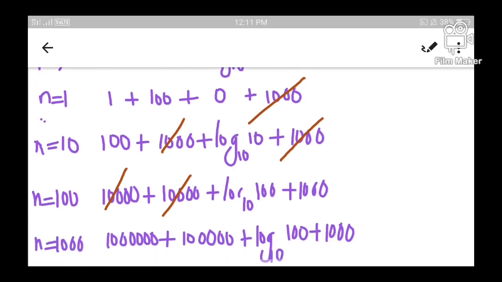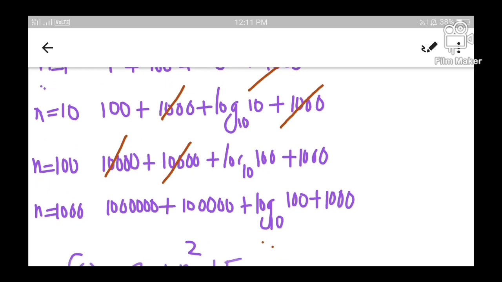Let us take one more case. This time I am going to take the value of n as 1000. When n is 1000, the contributions are respectively 10 lakh plus 1 lakh plus log 1000 plus 1000. So this time I noticed that only the first term contributed more compared to the other 3 terms.